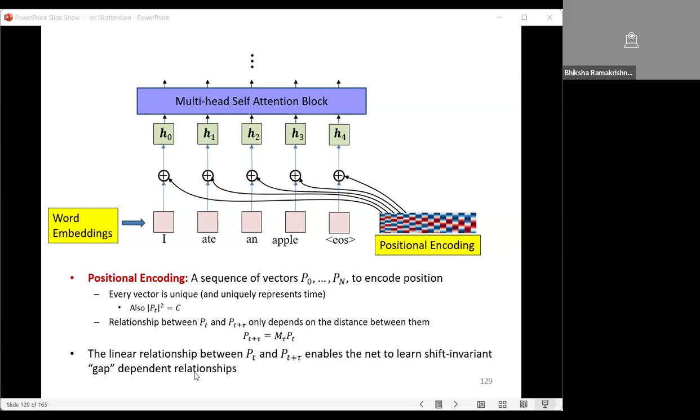So we got this property, right? So how do we create m tau? It's some matrix. So how do we create such a sequence?